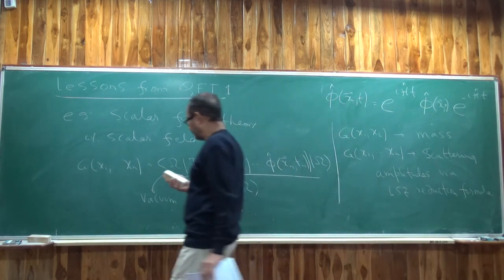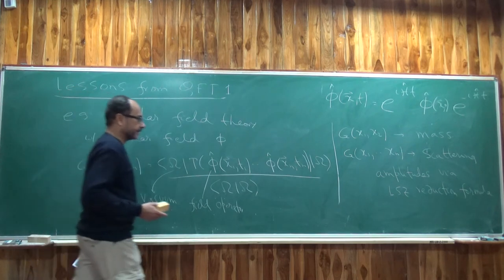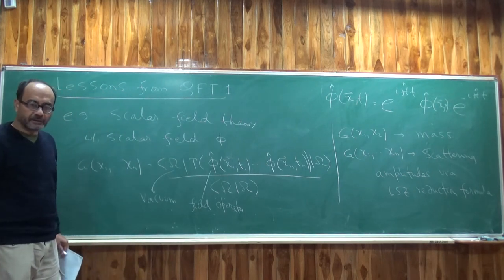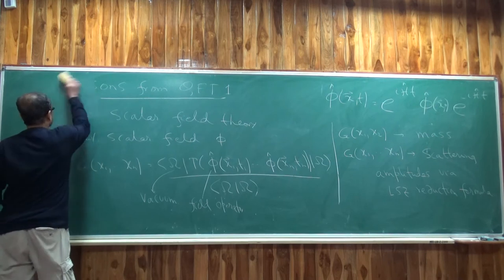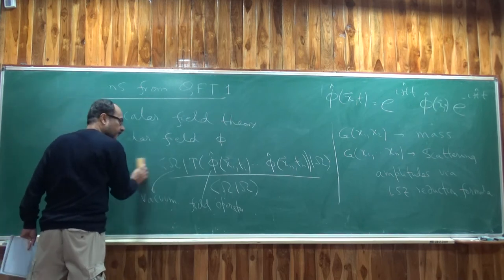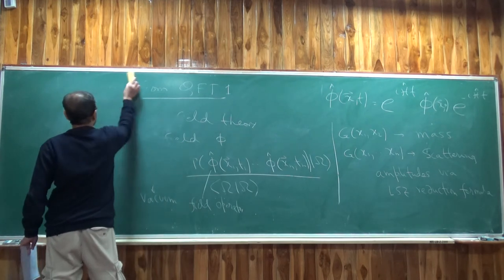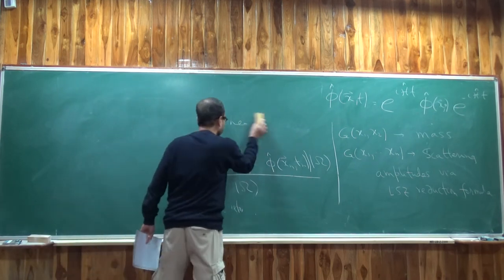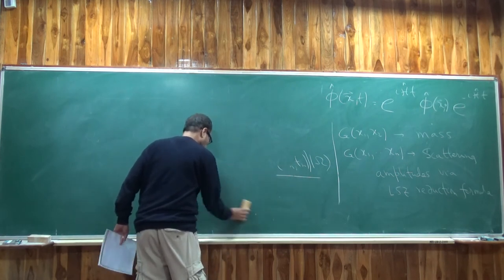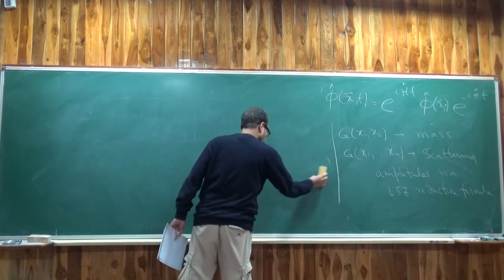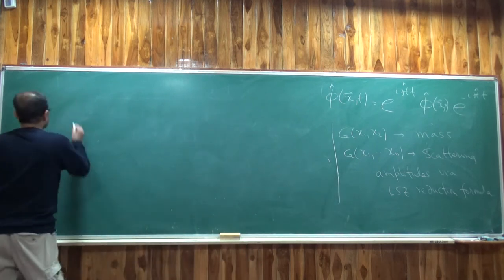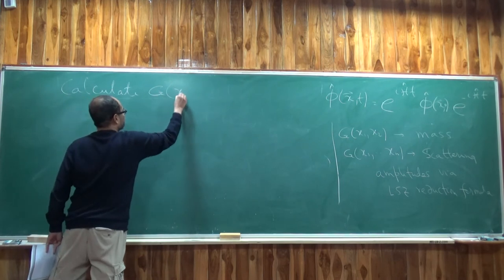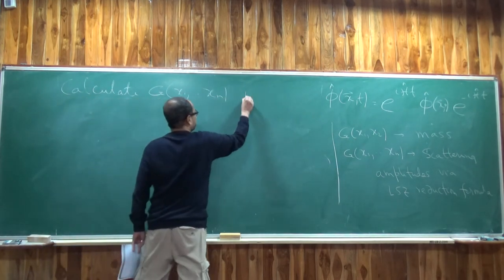The second aspect of quantum field theory that we have learned is how to actually compute these objects, right? How do you calculate these two-point functions and n-point functions? And there we use mostly perturbation theory. So we calculate G using perturbation theory.